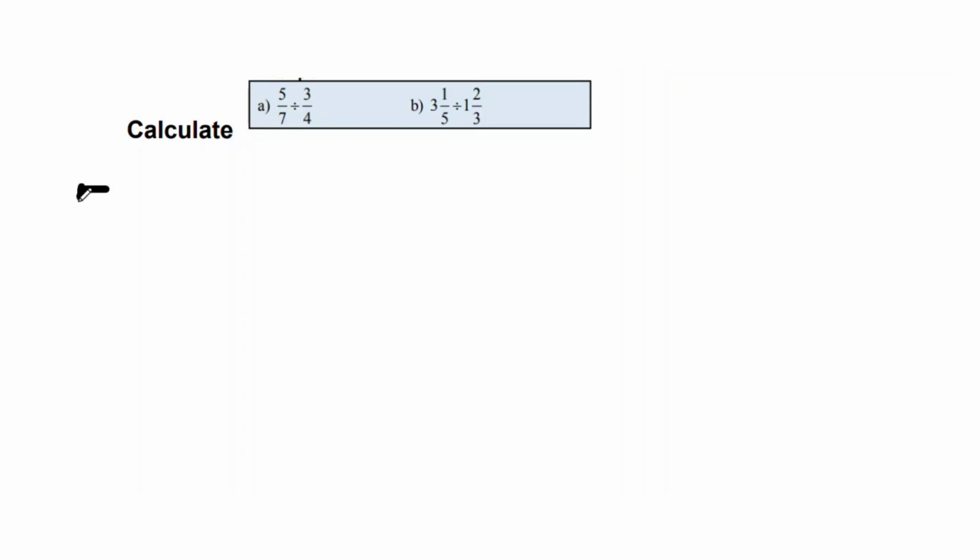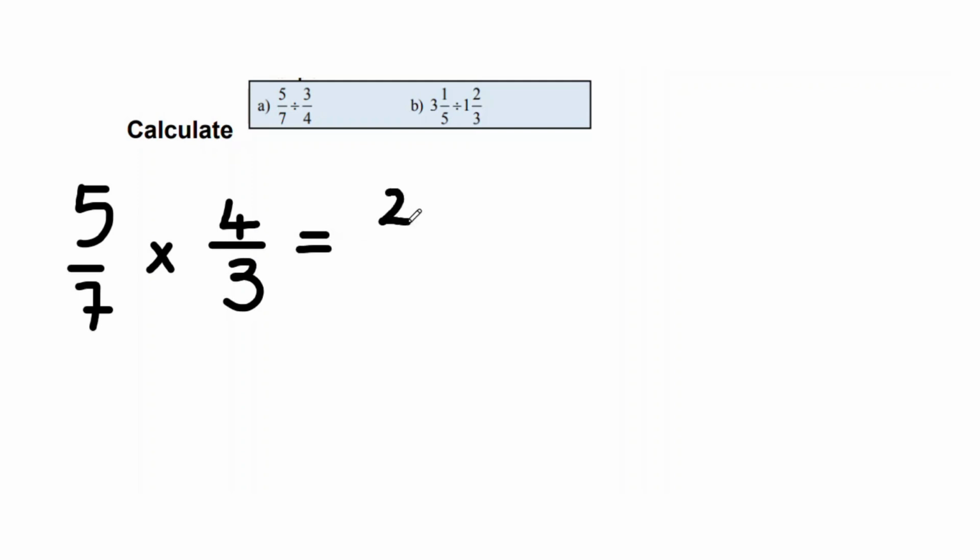So we have 5 over 7 being divided by 3 over 4. We multiply this by the reciprocal of 3 over 4, which is 4 over 3. Basically we can say that we're turning it upside down. The same multiplication rules apply now. 5 multiplied by 4 is 20, and 7 multiplied by 3 is 21. So our final answer would be 20 over 21.